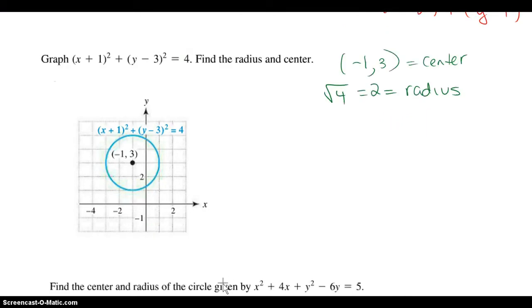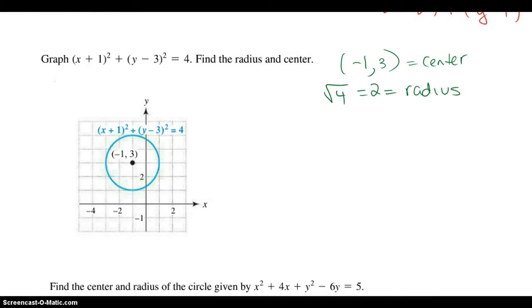Now, finally, if we don't have it in perfect standard form, how would we graph this one? How would we find the center and the radius? Notice it is not in the standard form, but it still has x squared plus y squared, which kind of looks like the first one. If I didn't have the 4x and 6y there, it looks like it probably is a circle because they're both squared.